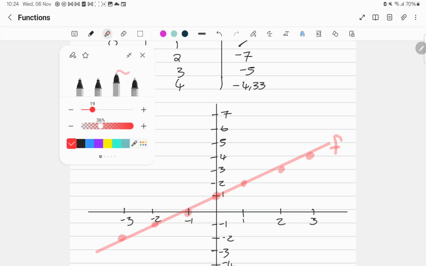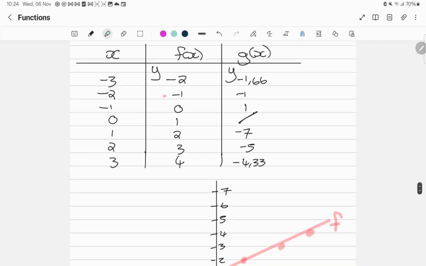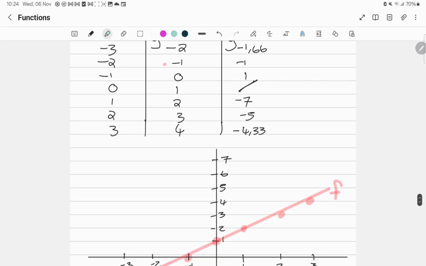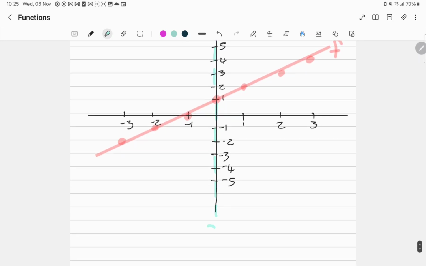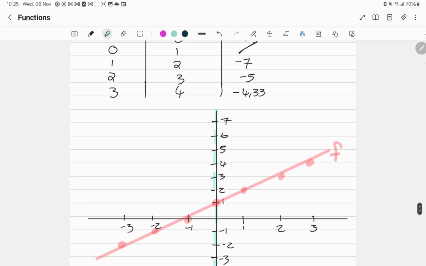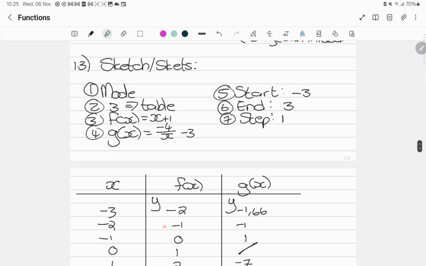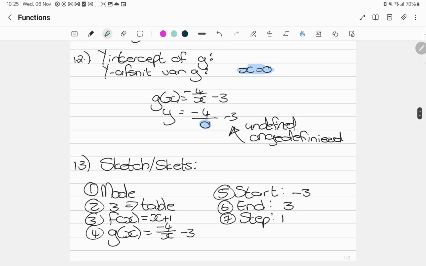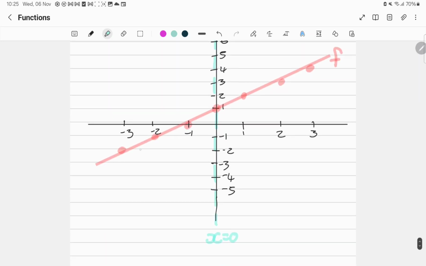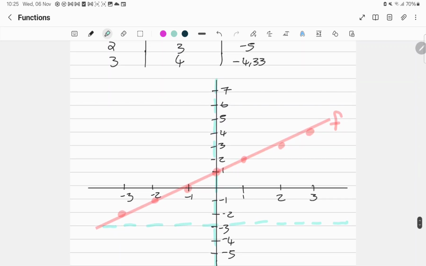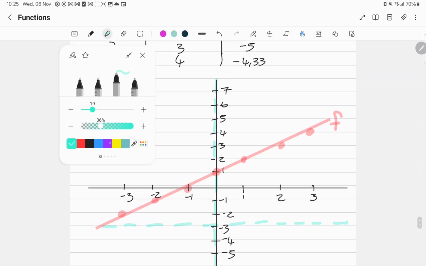Okay, now let's draw our g. Now remember, g is a hyperbola. So the first thing you need to draw in is your asymptotes. You first need to put in your stipple line where x is 0 to show me that you know, okay, this line is an asymptote. And then my other asymptote was y equals minus 3. So at minus 3 I have to put in my other asymptote. Okay, and now after putting in the asymptotes, I can start plotting the points.